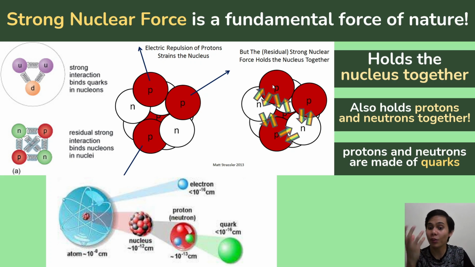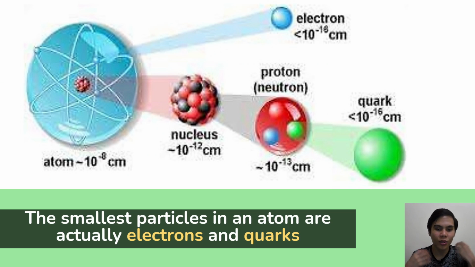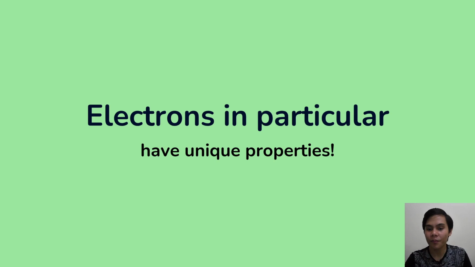and neutrons. So your protons, your positively charged particles, and your neutrons, your neutral particles, when they're together in the nucleus, they hold each other together because they're made of quarks that can exchange with each other in your nucleus when it's in that small of a distance with each other. So the smallest particles in an atom are actually electrons, and the quarks, again, your protons and neutrons, are made of these quarks. Alright?